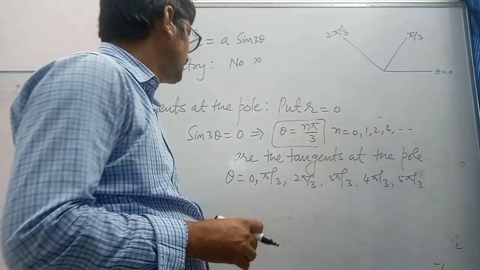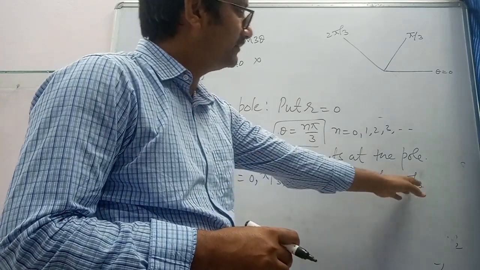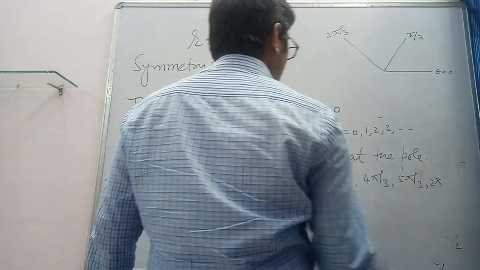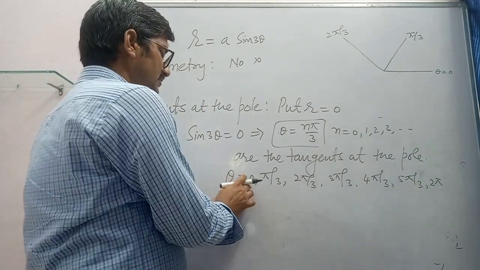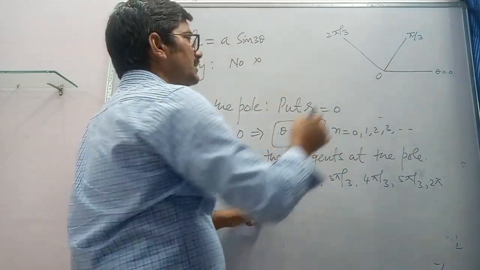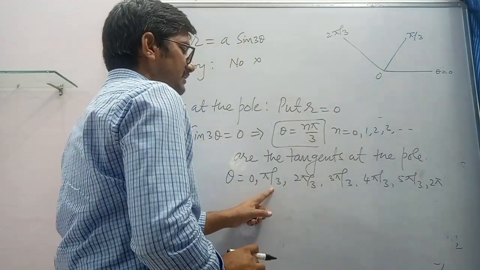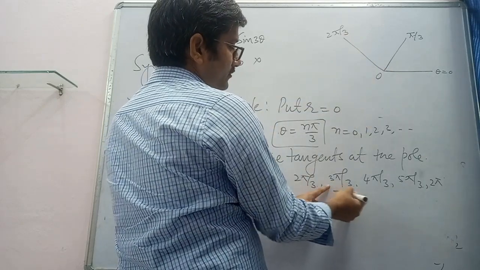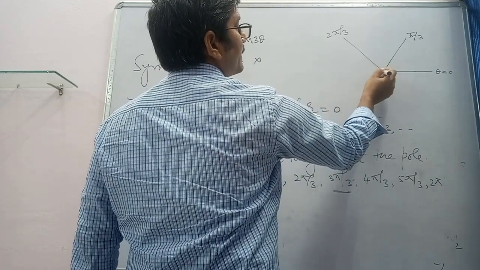The values of theta are 0, pi by 3, 2 pi by 3, 3 pi by 3, 4 pi by 3, 5 pi by 3, up to the next, 6 pi by 3, which means 2 pi. But let us trace these angles, at theta equal to 0. This is the line, the pole is here. Theta pi by 3, 60 degrees, this line. This is also a tangent at the pole, 2 pi by 3, 120 degrees. But if we move here, 3 pi by 3 means pi, opposite to this one, okay?